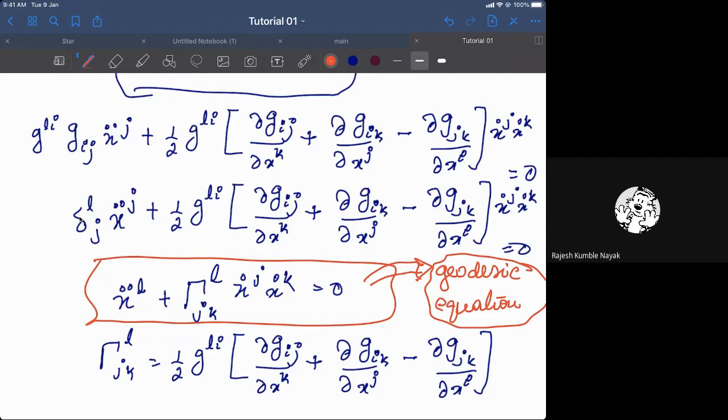The point which I want to impress, though you do not know what a geodesic equation is, is that it has to be clear now that this second order differential equation is of considerable importance in the whole of physics, and that is why it plays an important role.